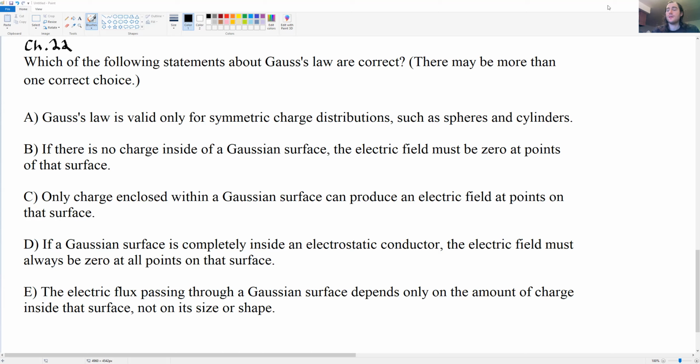charge enclosed within a Gaussian surface can produce an electric field at points on that surface. D, if a Gaussian surface is completely inside an electrostatic conductor, the electric field must always be zero at all points on that surface. E, the electric flux passing through a Gaussian surface depends only on the amount of charge inside that surface, not on its size or shape.